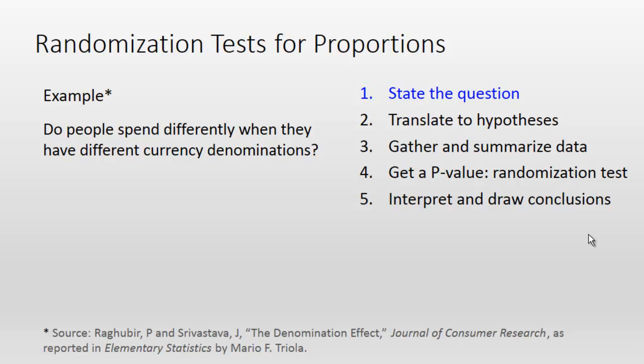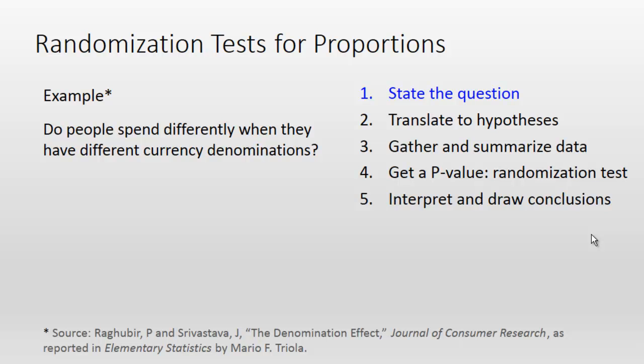This one has to do with the question, do people spend differently when they have different currency denominations? I know I've experienced that if I've got a $20 bill, or if I've broken that $20 bill down into maybe a 10, a 5, and 5 ones, I feel like I'm much more likely to spend the $20 once it's broken down into smaller denominations. The $20 bill I want to keep whole.